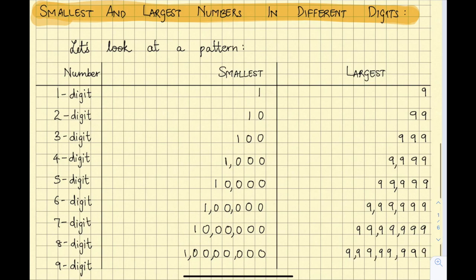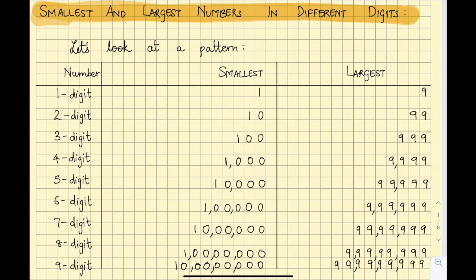And lastly we have the 9 digit number. For that we write zeros 8 times and 1. And here we write the digit 9 9 times. We place commas: ones, tens, hundreds, comma, thousand, 10,000, comma, lakh, 10 lakh, comma, crore, and 10 crore.